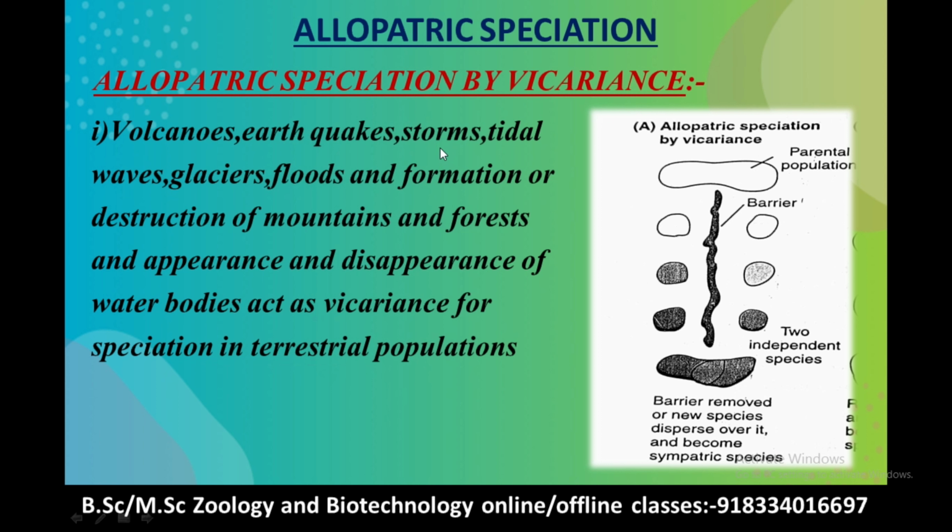I mean to say allopatric speciation by vicariance. So basically volcanoes, earthquakes, storms, tidal waves, glaciers, floods, and formation or destruction of mountains and forests, and appearance and disappearance of water bodies act as vicariance for speciation in terrestrial populations.